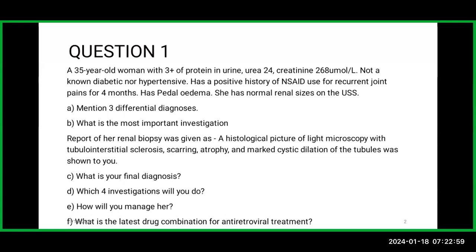Now, also she's been on NSAIDs. Yes, NSAIDs are known to cause tubulointerstitial disease, which will eventually lead to papillary necrosis and all of that. But you should also note that NSAIDs can also cause a secondary glomerular disease. In other words, it can cause glomerular disease that is not primary, but rather secondary in nature. So that is another possibility here.